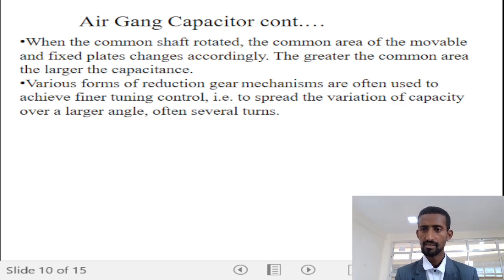When the common shaft rotates, the common area of the movable and the fixed plate changes accordingly. The greater the common area, the larger the capacitance. The capacitance of a capacitor is directly proportional to the area. Various forms of reduction gear mechanism are often used to achieve finer tuning control, that is, to spread the variations of the capacity over a large angle, often several turns. So we may use a gear to control the movement of the rotor of these gang capacitors.